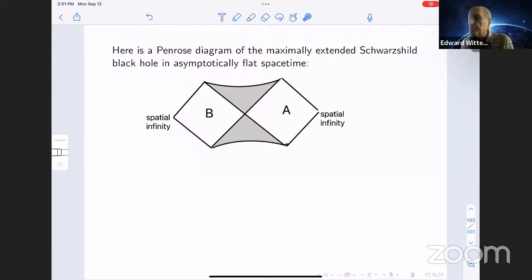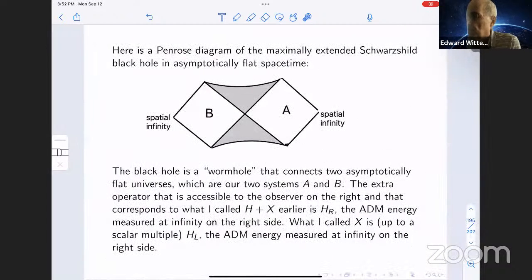I've drawn what's called a Penrose diagram of the maximally extended Schwarzschild black hole in an asymptotically flat spacetime. The maximally extended black hole has two asymptotically flat worlds, a world outside the horizon where we might live, and a second world behind the horizon. For our purposes, the two systems A and B are going to be just the regions on the two sides of the black hole, here and here. And the black hole itself is a wormhole that connects these two asymptotically flat universes.